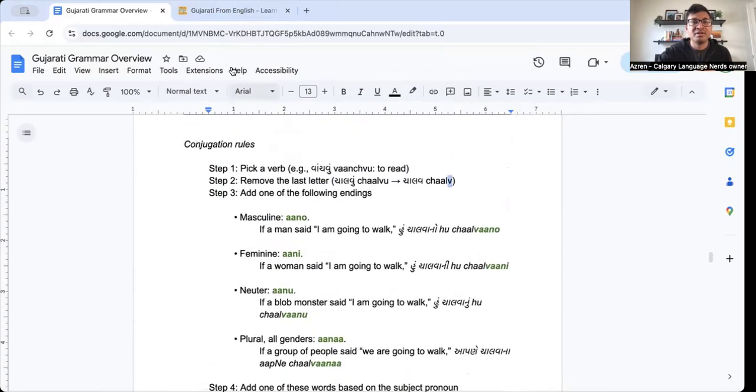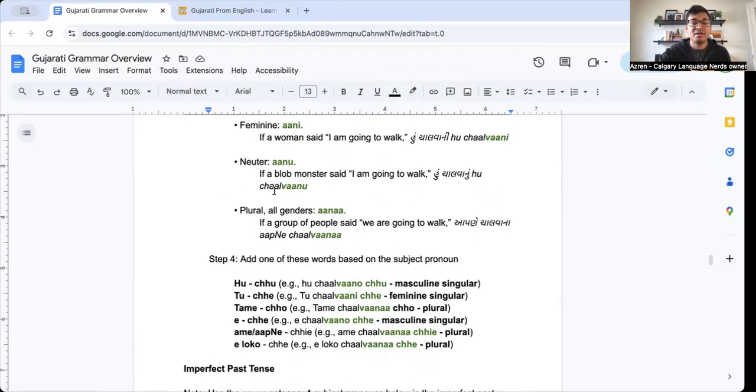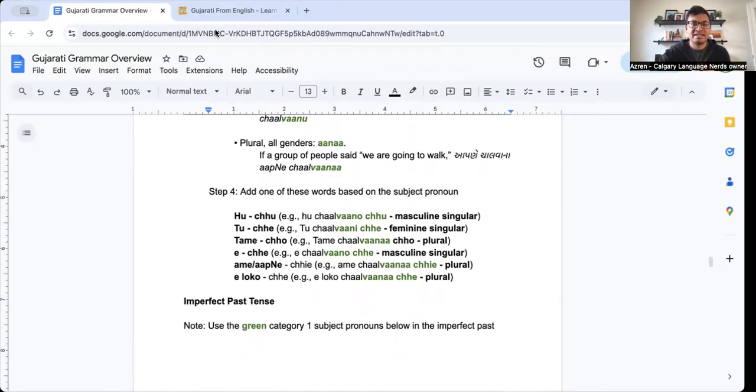Yes, I did. Great. So we're going to have vano for masculine, ani for feminine, anu for neuter, which won't happen very often. And plural, all genders, is ana. So for example, we have hu chalvano, hu chalvani for feminine, hu chalvanu for neuter, hu chalvana for a group of people, for example. And then we're going to add one of these following words based on the subject pronoun, who is the one doing the action.